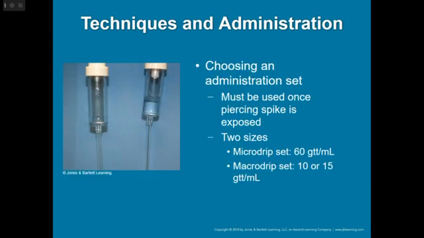Choosing an administration set, they go anywhere from 10 drops per milliliter all the way up to 60 drops per milliliter. 10 drops per milliliter would be considered a macro drop, and then 60 drops per milliliter would be considered a micro drop, little tiny drops. You have to get more of those little tiny drops to equal 1 milliliter versus the macro. And I think 10, 15, 20, and 30, 60 are your typical sizes for how many drops per milliliter. We'll practice with all this.